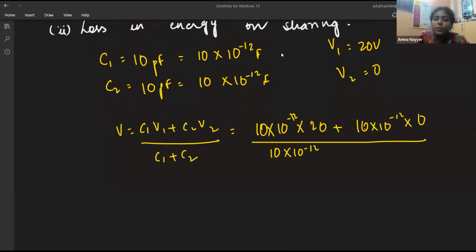V2 is equal to zero because this is uncharged. When the capacitor is having no charge present, then potential doesn't get generated. Potential is present in your capacitor because of the presence of charges. That's why if a higher amount of charge is present, potential is higher. If a lower amount of charge is present, you have a lesser value of potential. So that's why. Clear?